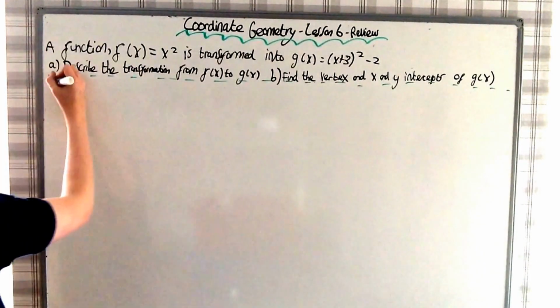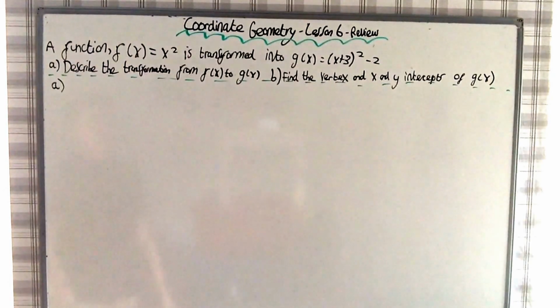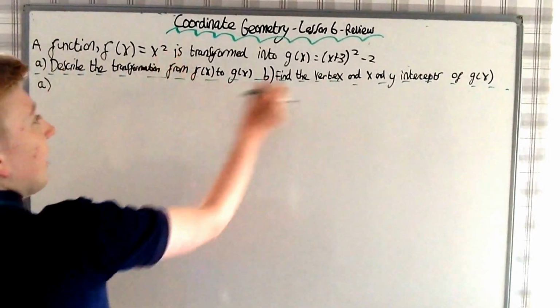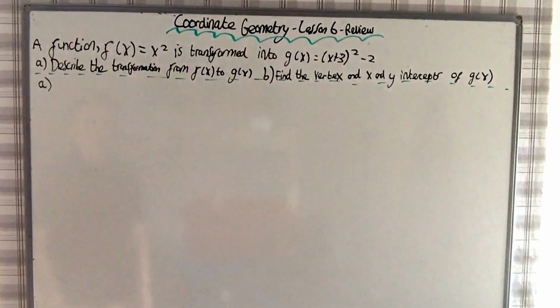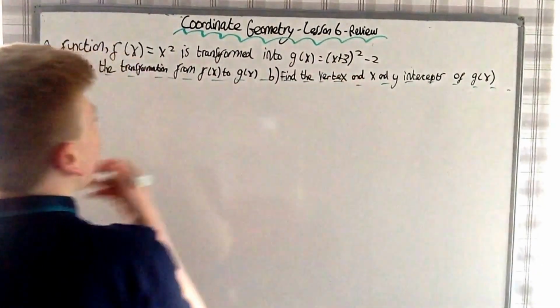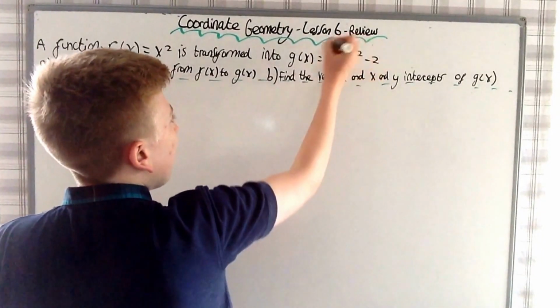And the first part, A, which we're going to get straight on with doing now, says describe the transformation from f of x to g of x. So what has happened to make this this? Well, hopefully we can see what's going on. We've added 3 inside the brackets and squared it. So this is the part that is within the function.